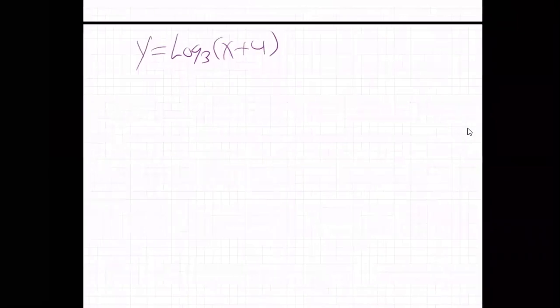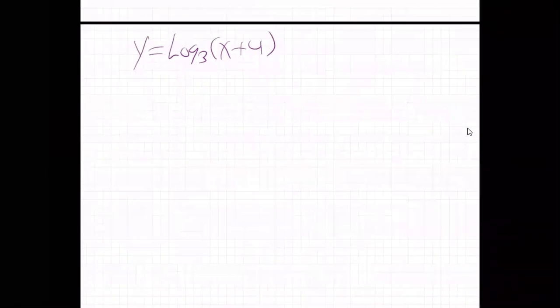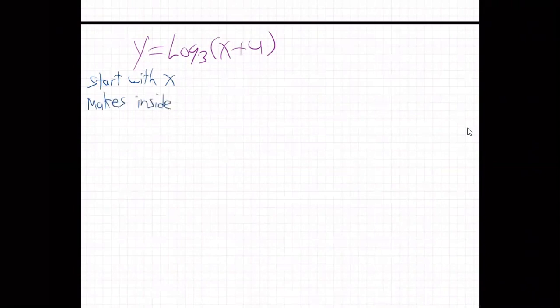Y equals log base 3 of x plus 4. So remember how we graph a log. We got to make a table. We start with an x that makes the inside of the parenthesis equal 0. Right? So make a little XY chart here. What can I plug in right there to make the inside of the parentheses 0? Well, -4.